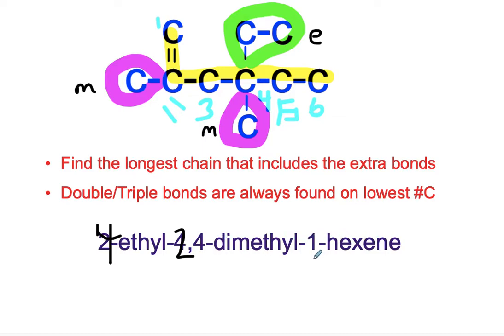And just so you know, that 1, when you have a double bond, doesn't necessarily have to be there. But we'll learn that as we go. So not the smoothest example, but it works using a mouse pad.